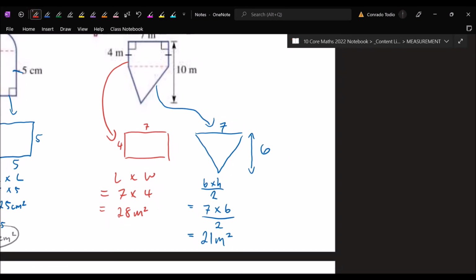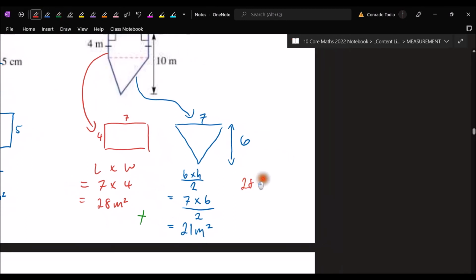And then from there, add everything up, right? So you're adding these two up. 28 plus the 21. And that will equal 49 meters squared.